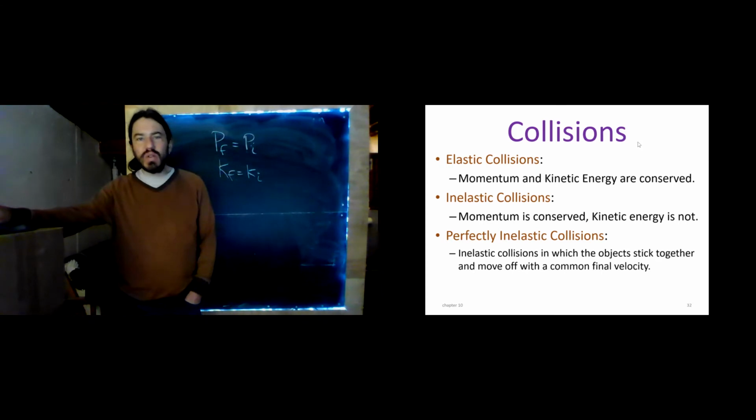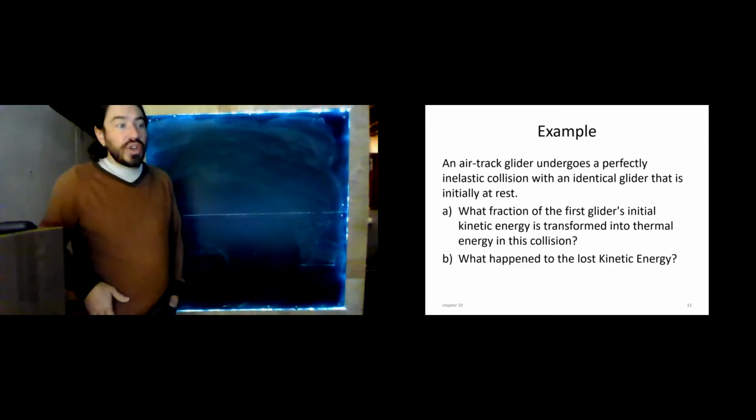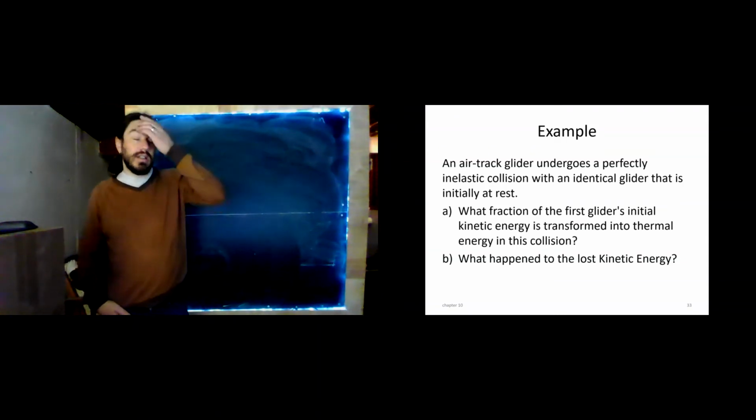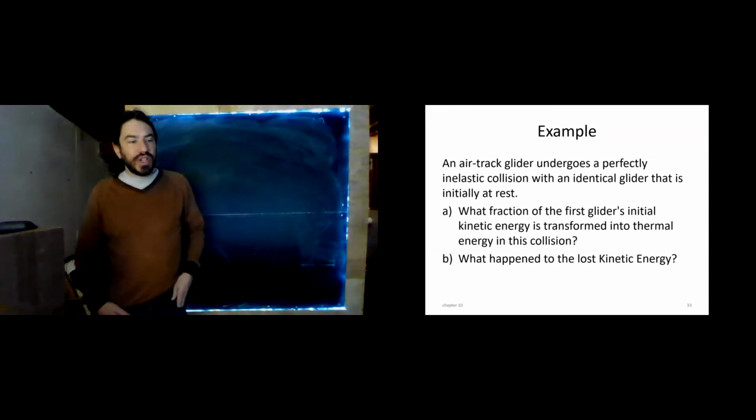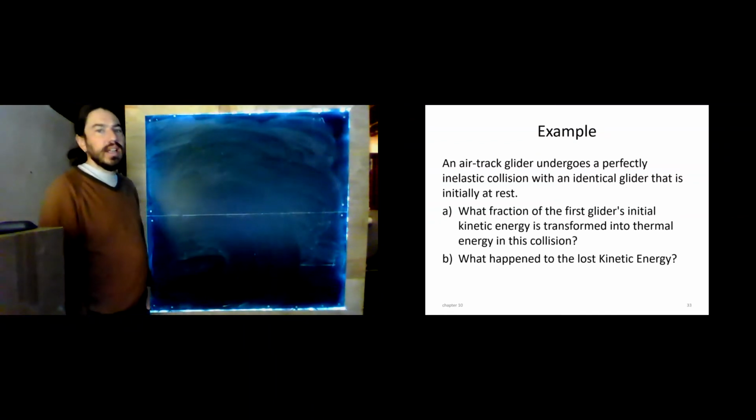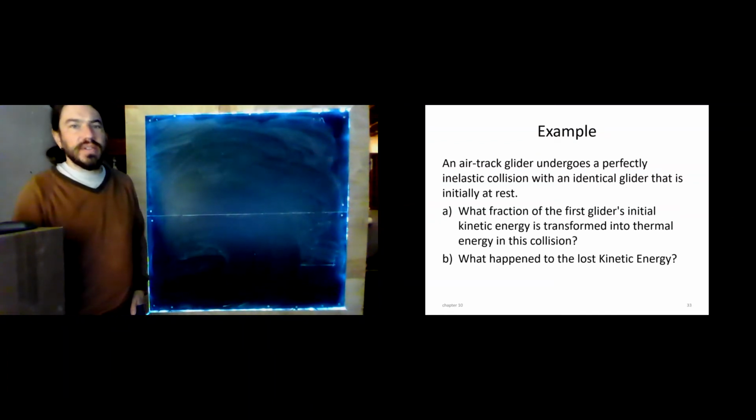Well, how much? Let's do a quick example to see what kind of kinetic energy we expect to lose. It's a little bit surprising. An air track glider undergoes a perfectly inelastic collision with an identical glider that is initially at rest. What fraction of the first glider's initial kinetic energy is transformed into thermal energy in this collision? And what happened to the lost kinetic energy? Okay, so first off, let's just set up the situation, be sure we understand it, and then we'll see what the final velocity is for this air track glider, and that'll allow us to compare the energies.